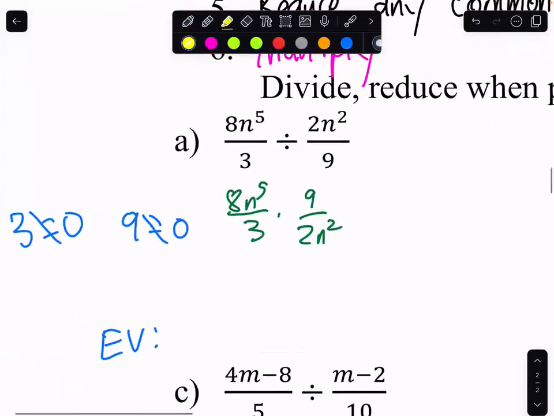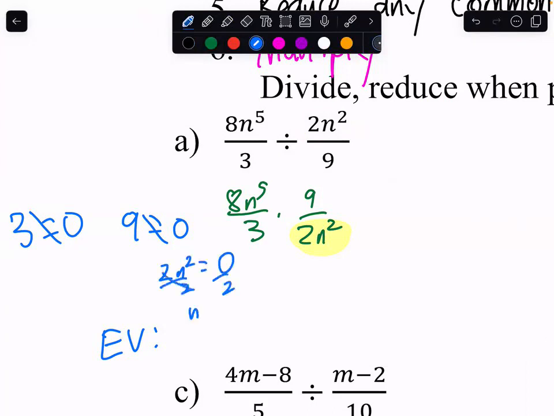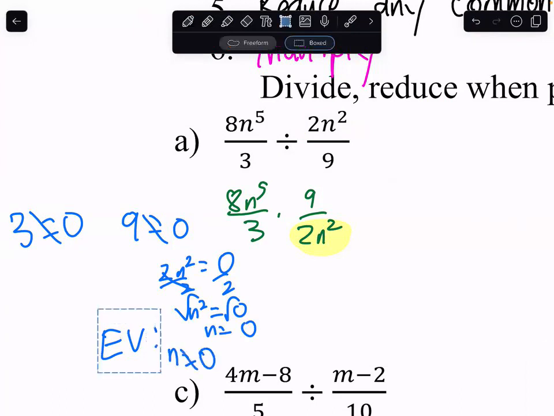So we haven't checked this 2n squared yet because it used to be in the numerator. Now when we set the 2n squared equal to 0, we do get an excluded value. So n is not allowed to equal 0.